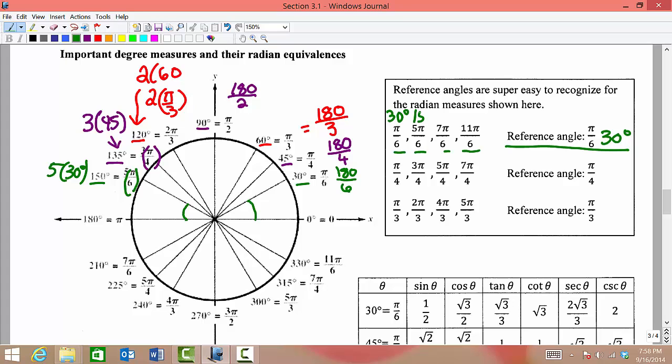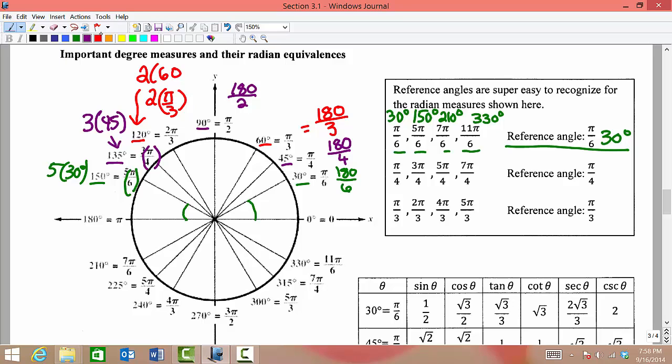This would be 150 degrees. That would be 7 times 30, so that would be 210 degrees. And then 11 times 30 degrees would be 330 degrees. So we're still working with that 30 degree reference angle family, but when we talk about radians, it's now called the pi over 6 reference angle family.